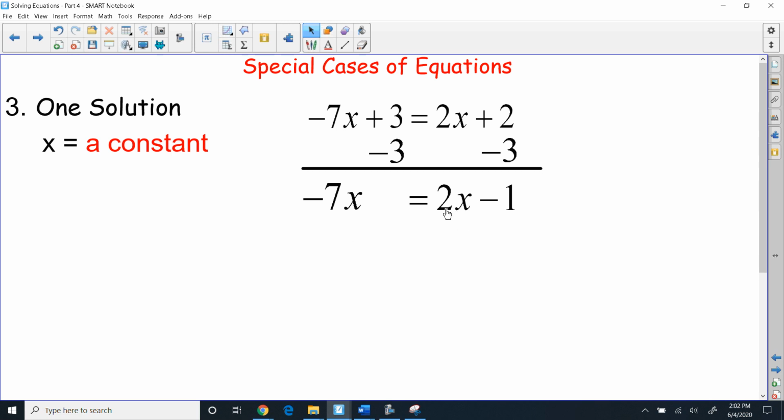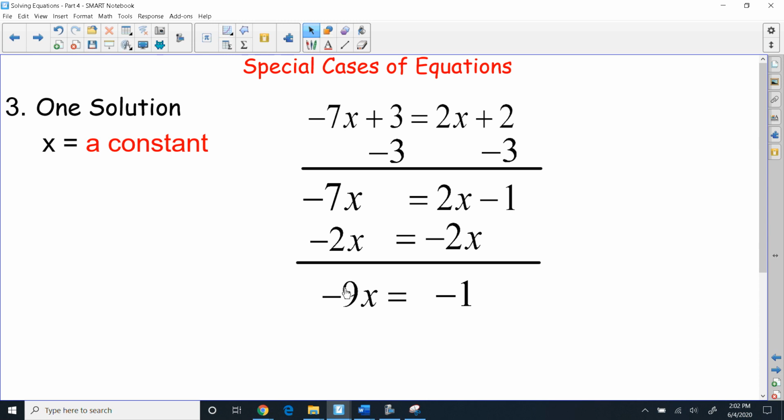So the opposite of 2x would be negative 2x. So we take a negative 2x on this side so it'll cancel out. And now we have negative 7x minus a 2x. Well, remember the rules for subtraction. We add the opposite. So we're really adding these two terms together. 7 plus 2 will give us 9. And keep that as a negative 9x.